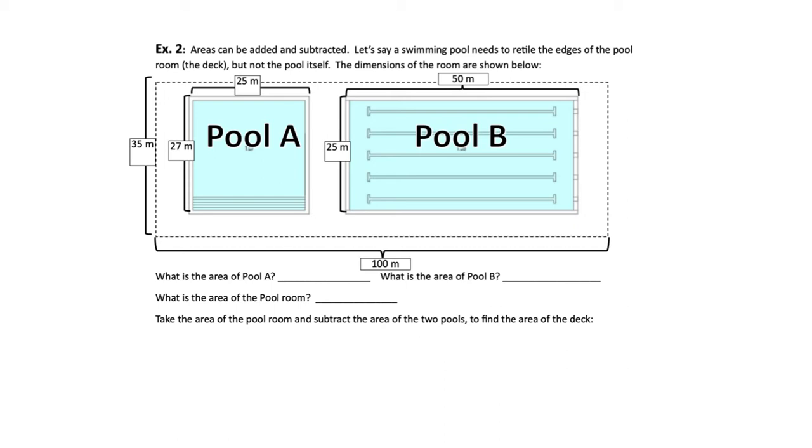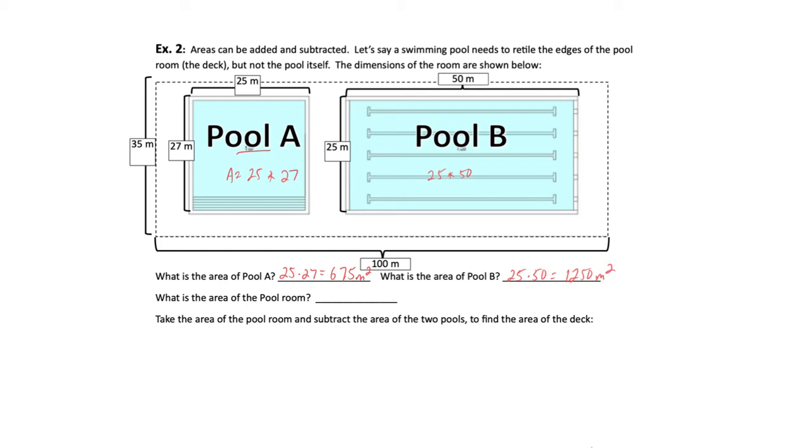Okay, so what is the area of pool A? Pool A is right here. So area is 25 times 27 because it's length times width. So our area would be 675 meters squared. And then pool B is 25 times 50, or 50 times 25. It doesn't really matter which you multiply first. And that would give you 1,250 meters squared.